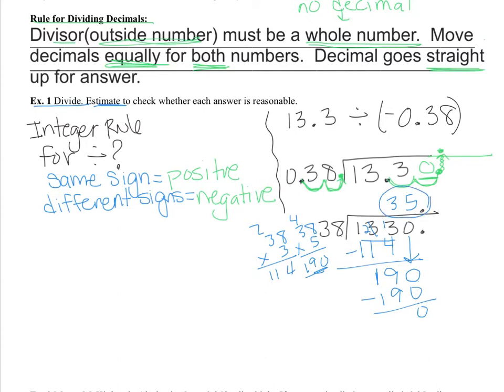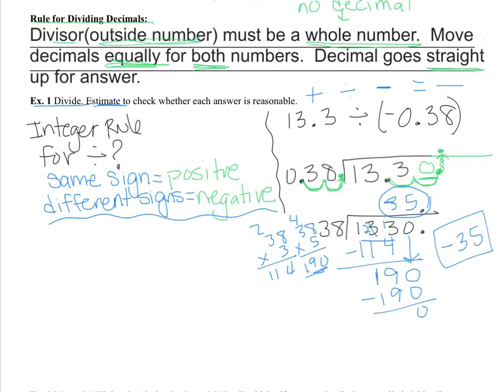Or is it positive? Let's take a look. We have a positive divided by a negative. Since we have different signs, we're going to have a negative quotient. So it should be negative. Let me rewrite that. Negative 35. Boom.